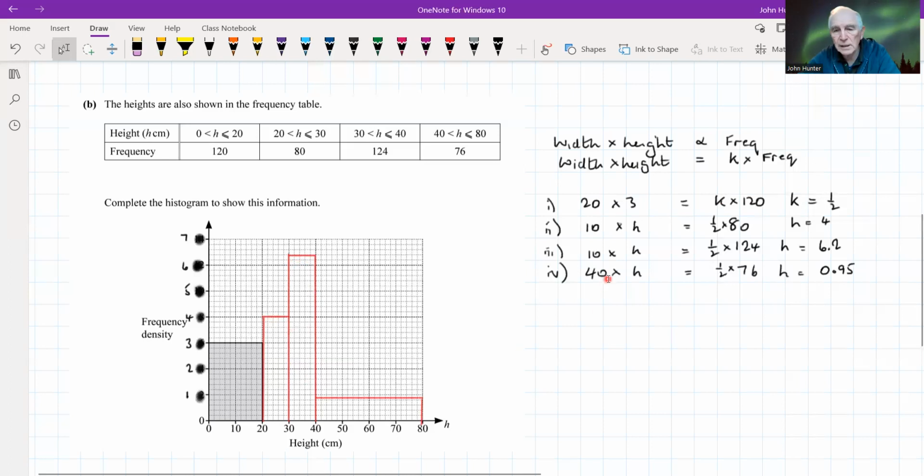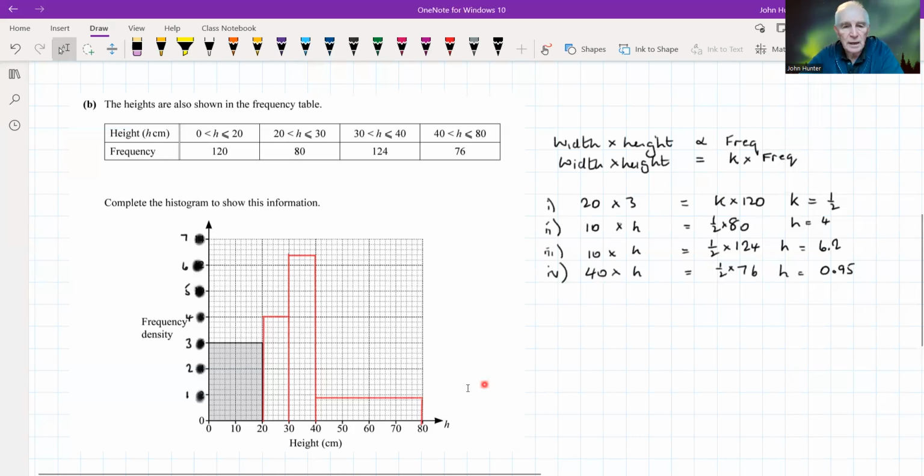And then the last class interval is quite wide. It's 40 wide. It goes from 40 up to 80. It's got 76 in it. So we can basically just apply our formula again. That gives us a height of 0.95, which we've drawn in there.